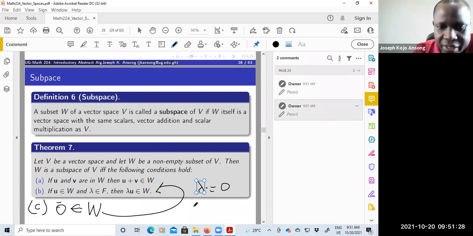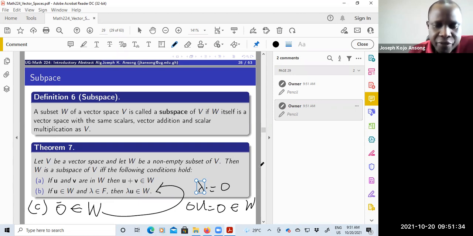If it's 0, then I have 0 times u. 0 times u is 0, and that has to be in W. So it is part of this condition, part of B, so we're not going to write it out separately here.